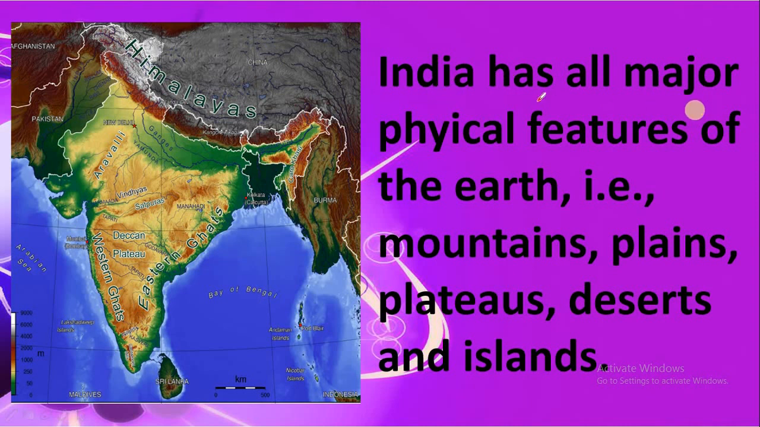India has about all major physical features on the earth like the mountains, plains, plateaus, desert and islands. You can see here on the map of India, it is the Himalayas, Aravalli Hills. This side here we have Thar Desert which is located in Rajasthan. Here you can see the Western Ghats, the Eastern Ghats this side. You can see here the Andaman and Nicobar Island group, and the other side of India we have the Lakshadweep Island group.